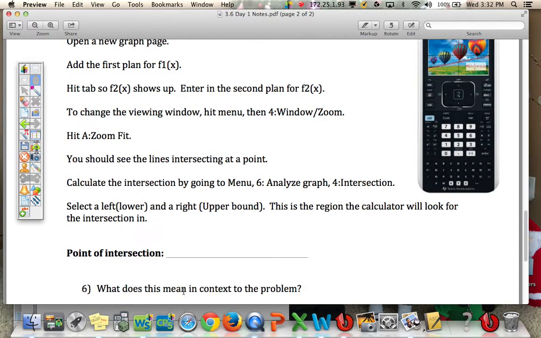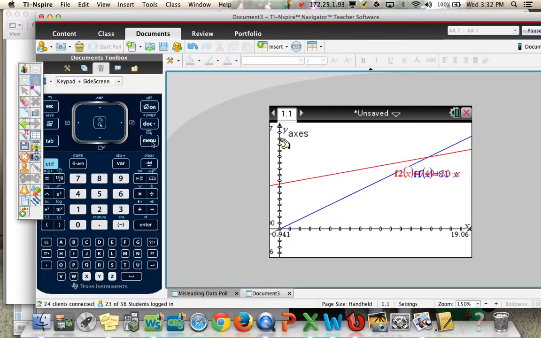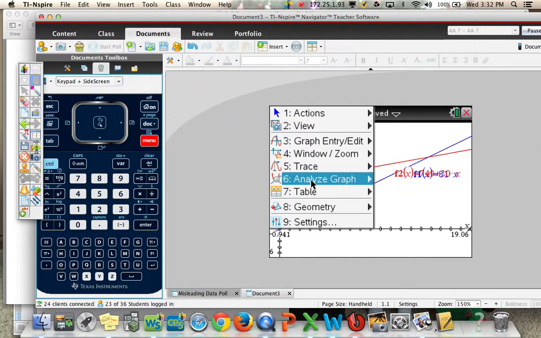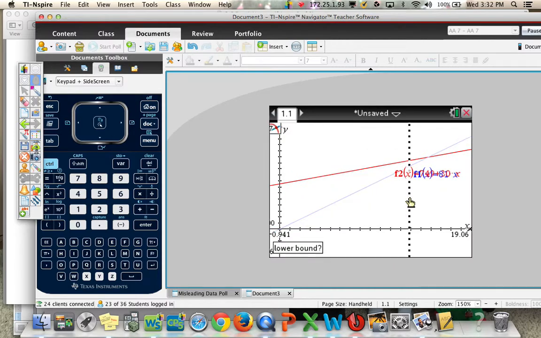All right, so to find the point of intersection, again, we can use our calculator. Under the Menu button, we can go to Menu, Analyze Graph, and calculate the intersection. Lower bound means to the left of our point of intersection, and upper bound means to the right. So we can pull this, and here's what it looks like, 14.7 and 1.7 E3.